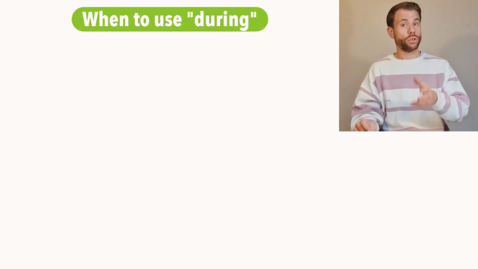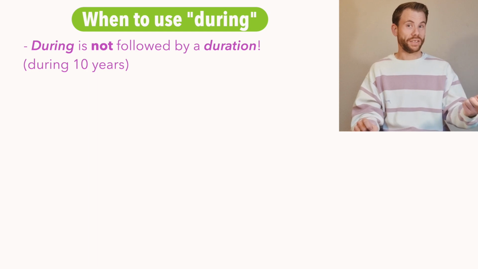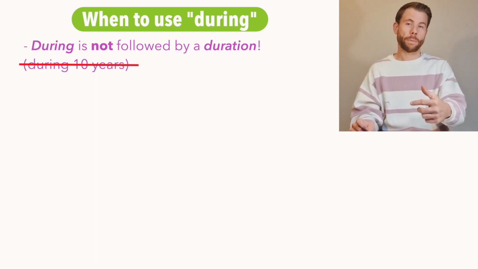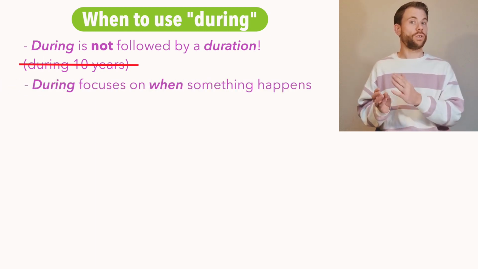And the third word, which is often confused in this context, is the word during. So during is strangely not used with a duration. And that's where people get confused. You can't say during 10 years. Because if you use a duration, you use for 10 years. So during is in fact used to focus on when something happened. For is used to discuss the duration.